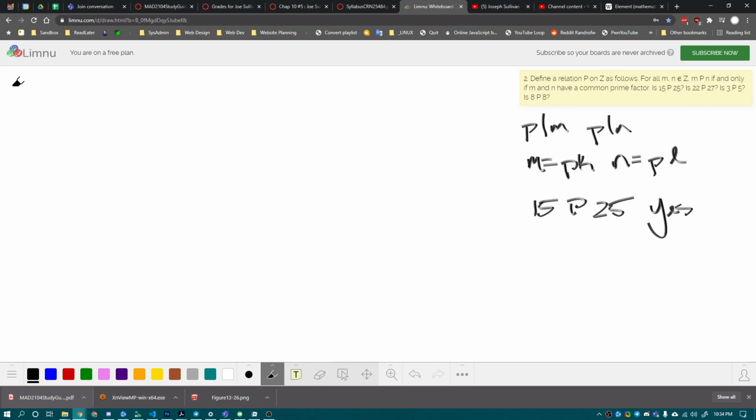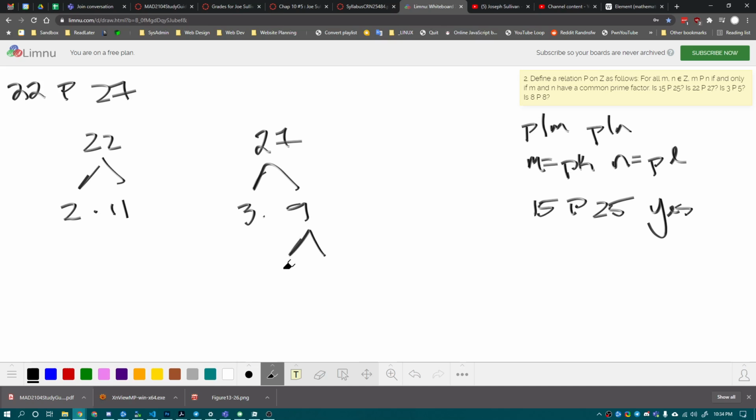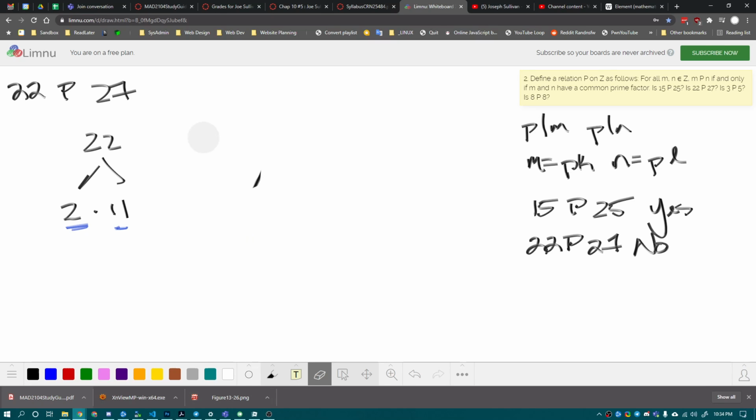Our next question is, is 22 related to 27 through P? So I'm going to do the same thing. I'm going to find the prime factorization of 22. That's 2 times 11. Those are both prime, so I'm done. And then 27 is 3 times 9, and then 9 is 3 times 3. So we notice that our numbers here are 2 and 11 on this side, 3, 3, and 3 on this side. There are no prime factors that are shared. So 22 does not relate to 27 through P.